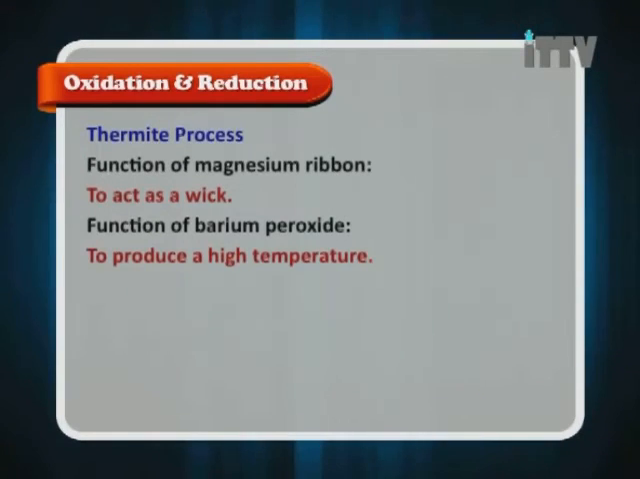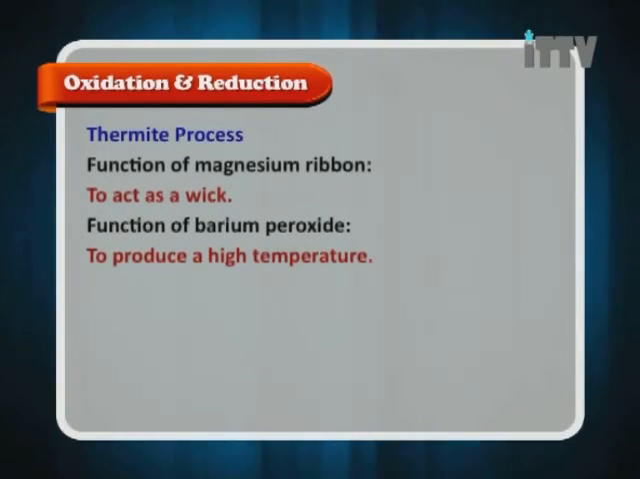What is the function of this magnesium ribbon? It is to act as a wick. And what is the function of the barium peroxide, which is added together with the aluminium powder and iron trioxide? It's basically to produce a very high temperature. As mentioned earlier, this reaction is highly exothermic.